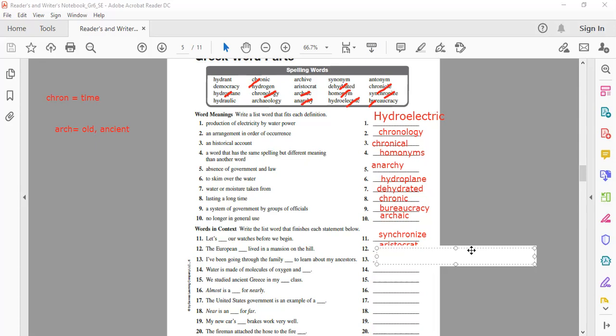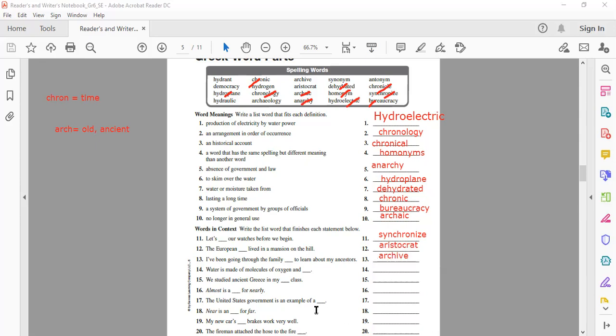Then number 13. I have been going through the family archive to learn about my ancestors. My family has a big library, but in this library they don't put all the books. Sometimes they put some of the books in the store. So I have to go to the store to see my family's history. When I have records or files, but I don't use them right now, I put them in what? Archive. Very good. I put it in the archive.